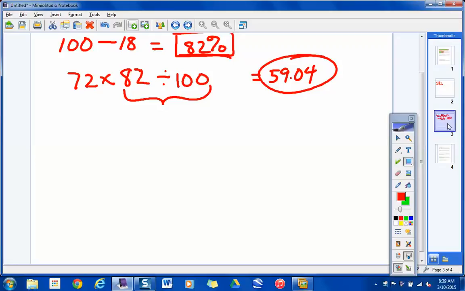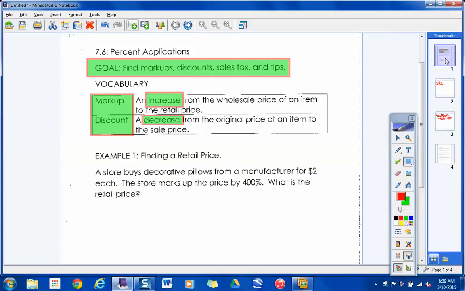Okay. Now, what's new for you guys is this. Wholesale and retail. Let's talk about those vocab words that aren't necessarily defined, but they're in the definition. Right here I see the word wholesale, and right here I see the word retail, and then I also see sale price. Guys, wholesale price and retail price. Do you know what the difference between those two things is? Wholesale and retail?